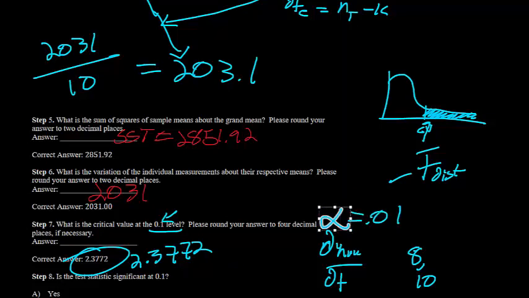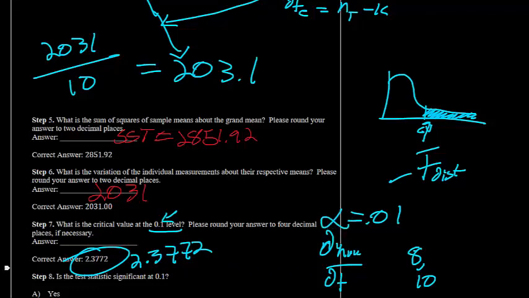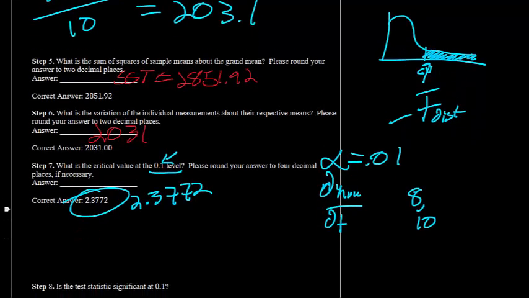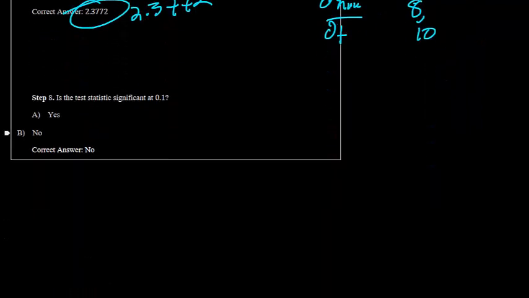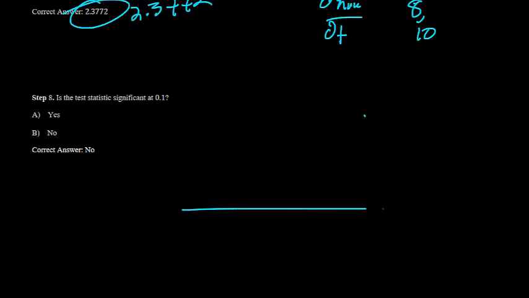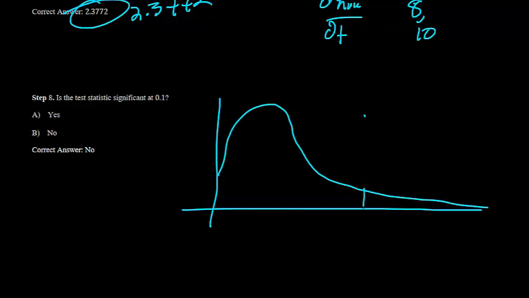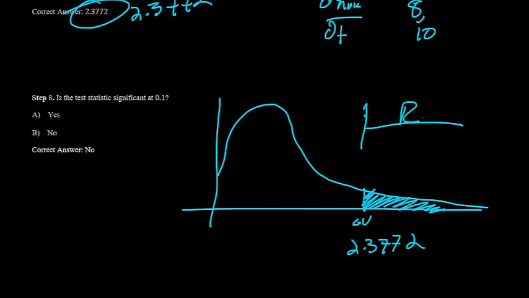Is the test statistic significant at 0.01? Well, let's go ahead and draw it out real quick, and we'll double check it. Okay, looks like we're almost done. So we have this curve with an F distribution that looks like this. It's a one-tail test all the way. And we have a critical value of 2.3772. If I am north of that, I'm going to reject. And on this side, I'm going to fail to reject the null hypothesis.